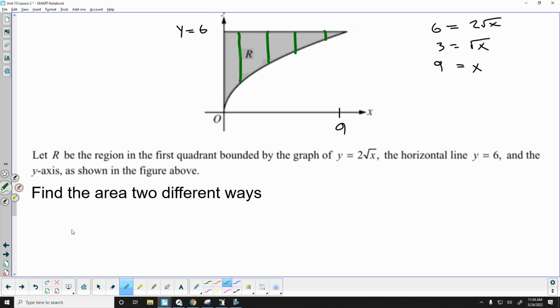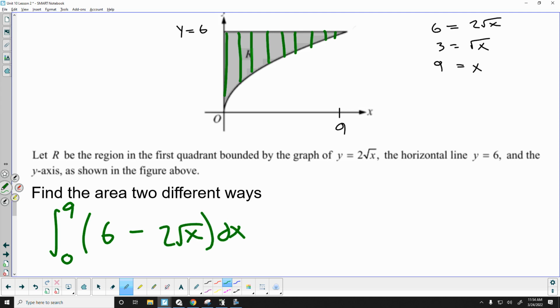And with our vertical rectangles, you may use your calculator. It's all about the setup. That's the most important part. We have to learn how to set up, and then getting the correct answer is secondary importance, because if you don't know how to set up, you'll never get the correct answer. Using vertical rectangles, you get 0 to 9, 6 minus 2 root x. Cool? Okay. That should be known. That should be fine.